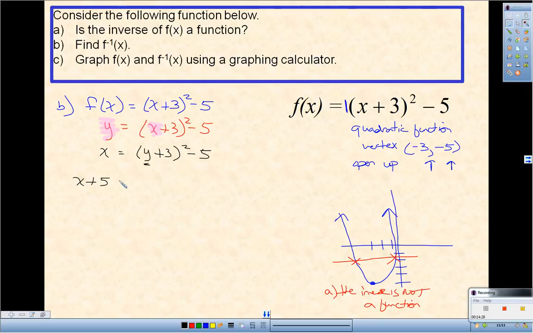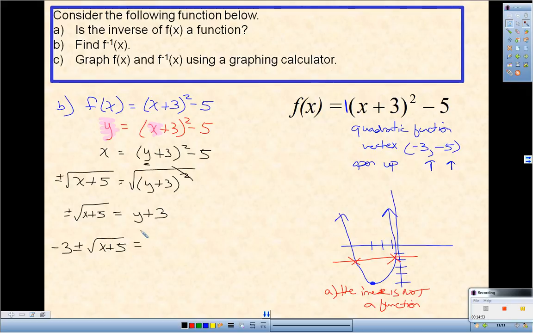So I'm going to have x plus 5 equals (y plus 3) squared. I'm going to do my inverse operation to get rid of a square. I'm going to take the square root, but when I do so, I need to make sure I put plus or minus. That's going to give me plus or minus the square root of x plus 5 is equal to y plus 3. And then to finish solving this for y, I'm going to just subtract 3 from both sides. So I'm going to get -3 plus or minus the square root of x plus 5 is equal to y. And now that I've got it solved for y, I'm just going to replace that y with my symbol for the inverse.